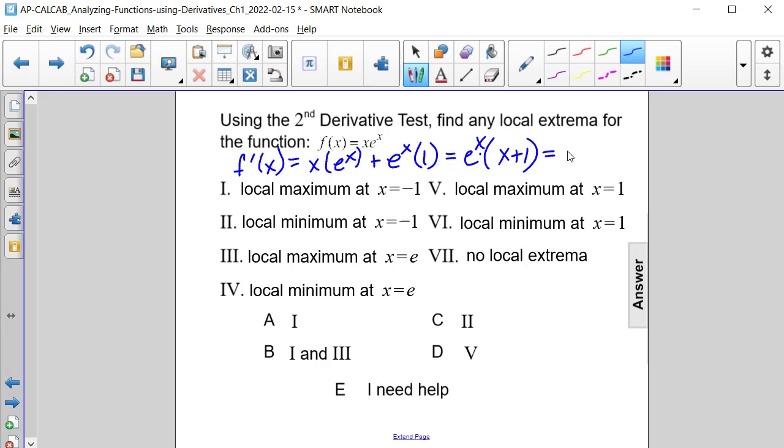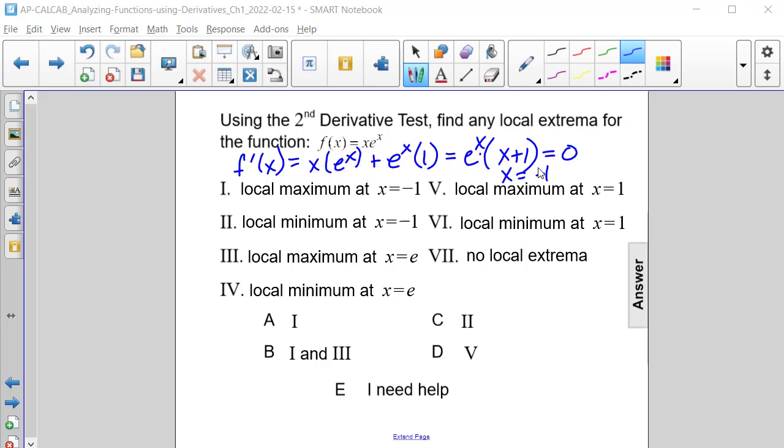And if we set this equal to 0, e to the x itself can never equal 0 because e is a constant value, and whether it's raised to the first power or the negative first power just moves it into the denominator, it can still be evaluated to be a number, and it can never be 0. So the only time that the derivative can equal 0 is when x is equal to negative 1.